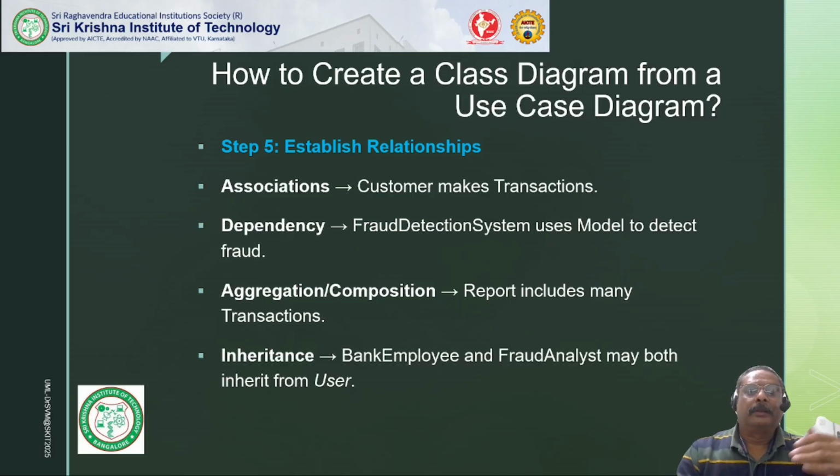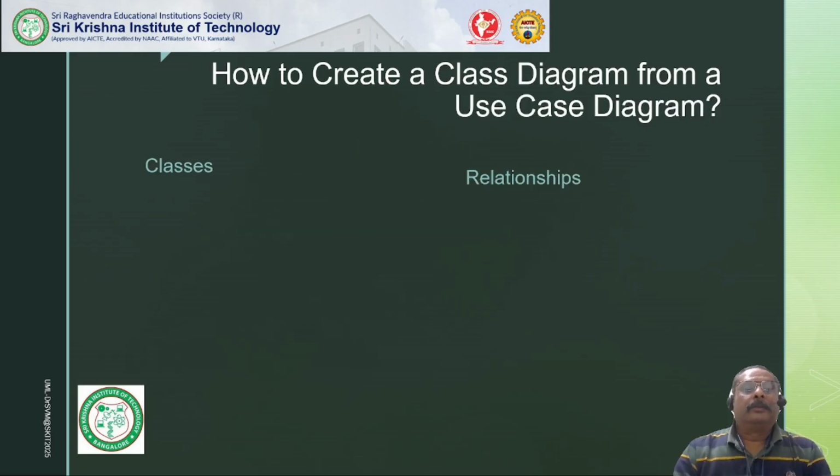Then inheritance, like the bank employee and fraud analyst may both inherit from the user. The attributes and functions which are common for a user can be put onto the class user. The bank employee and the fraud analyst are two different types of users, so they inherit properties from the user, and only the additional things required for a bank employee are put under the bank employee class, and fraud analyst requirements are put under the fraud analyst class. That simplifies our building.